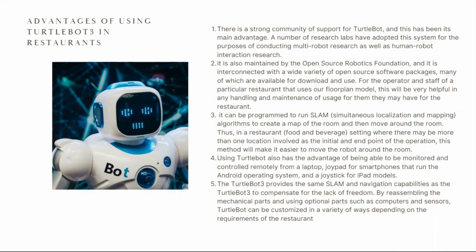For the operator and the staff of a particular restaurant that uses our floor plan model, this will be very helpful in handling and maintaining its usage. Our system has three main points, which are the kitchen, customer, and washing area. The movement of our system on the floor plan goes from the kitchen, which is the origin point, to the customer, after the customer has already done his or her order using the application of the restaurant.